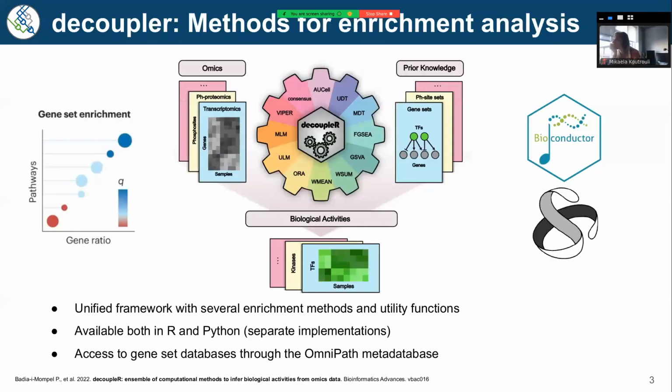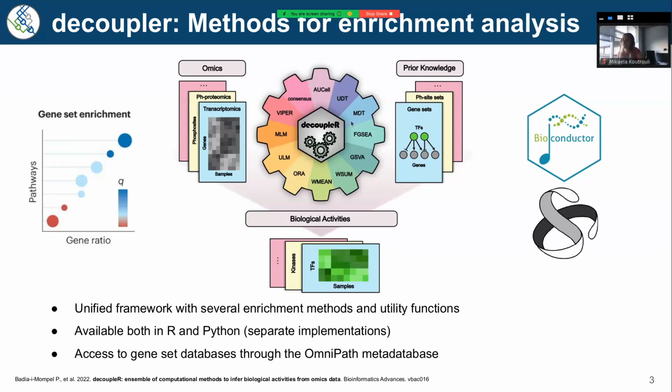So to perform enrichment analysis, in the group we have developed this tool called Decoupler, which is just a unified framework of several enrichment methods that have been going around for a while already, and a collection of utility functions to process single-cell data, bulk, and pseudobulk profiles. It's available both in R and Python as separate implementations, so don't worry, you don't need to use Reticulate or try to battle different environments. And it has access to many geneset databases through the OmniPath database that we have in the group.